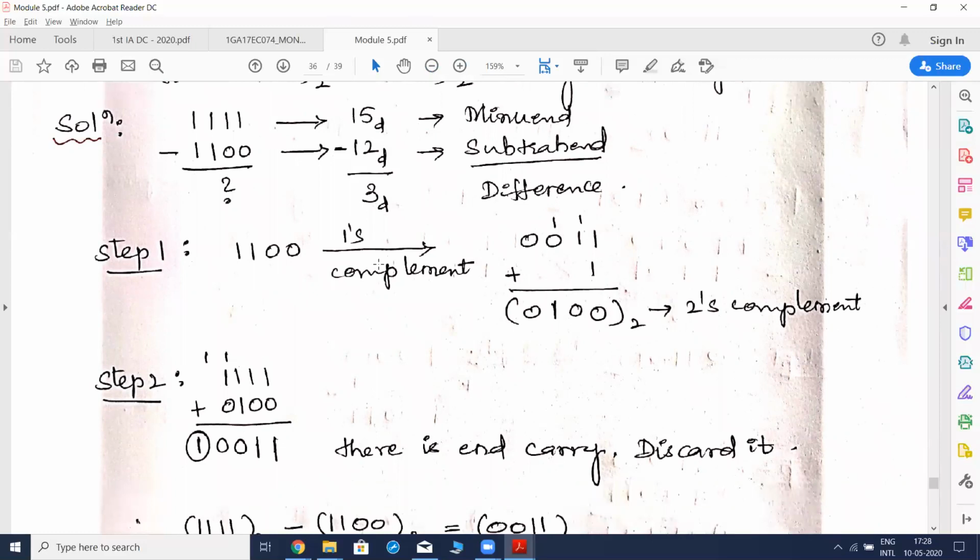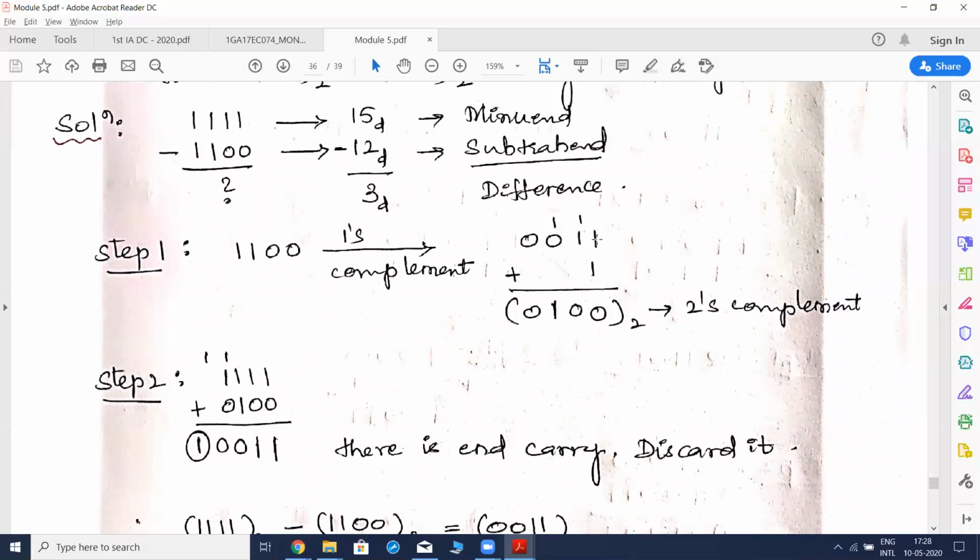In order to do this, what is the first step that we need to do? We take the subtrahend and find the two's complement of it. Our subtrahend is 1100. To get the two's complement, the first step is to take the one's complement of it. To get the one's complement, we replace 0 by 1 and 1 by 0, so we get 0, 0, 1, 1. To get the two's complement, we add 1 to it.